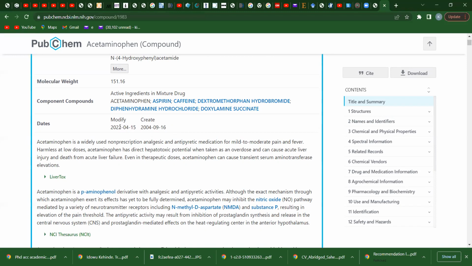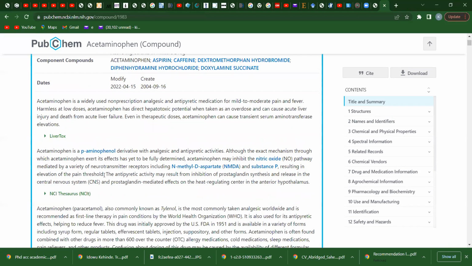So why do they do this? What this means is there has been additional information that they now know about this drug. So they give you an update about every drug. And apart from that, they give you a description of this drug.